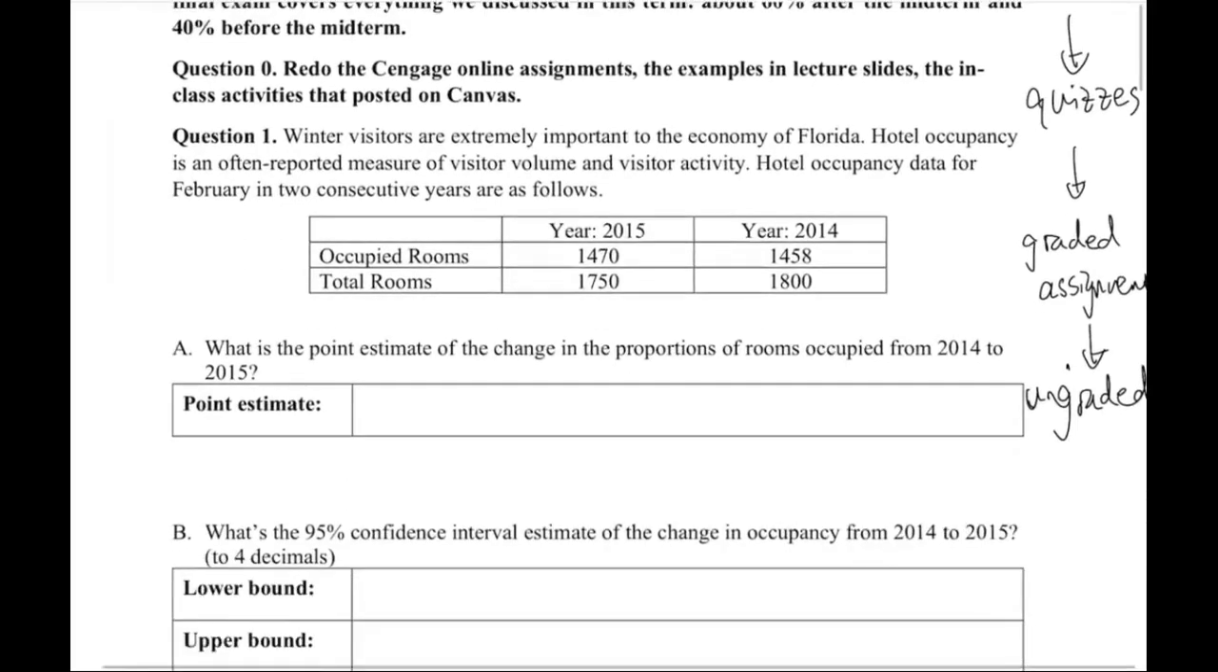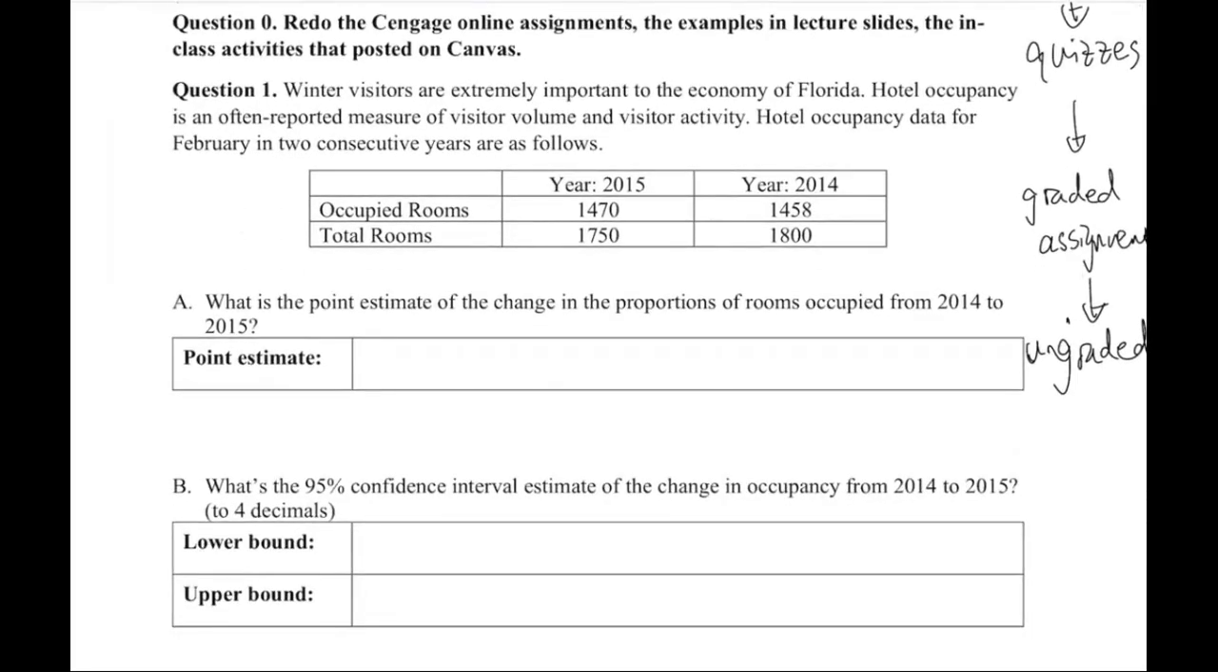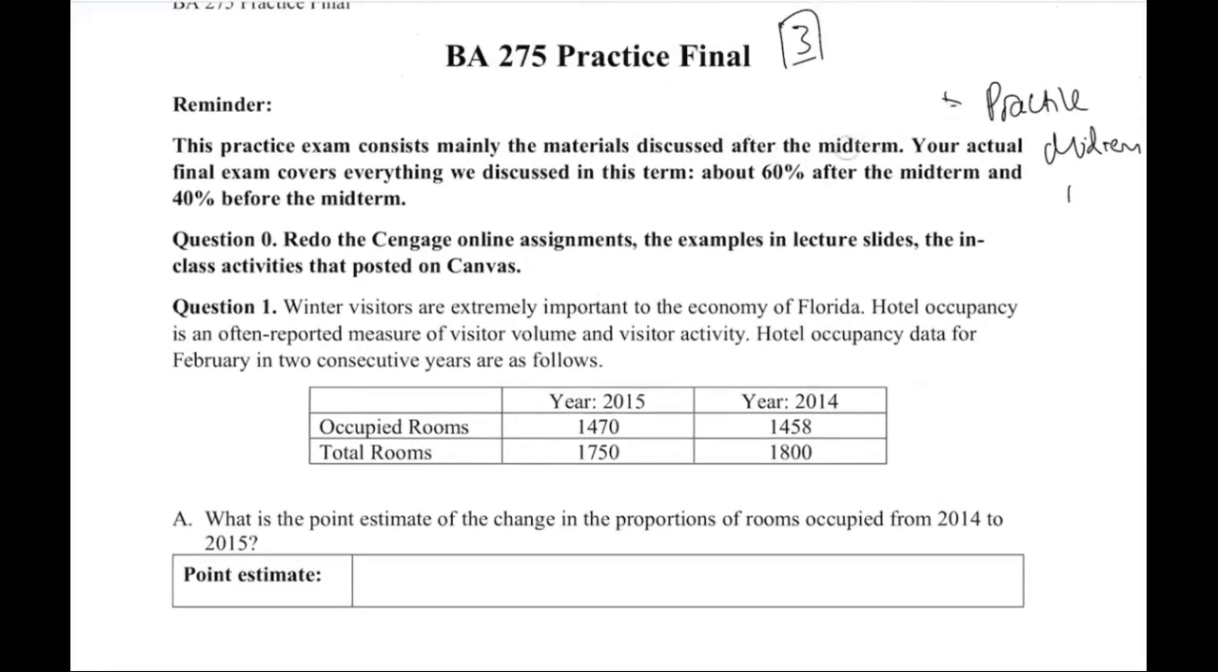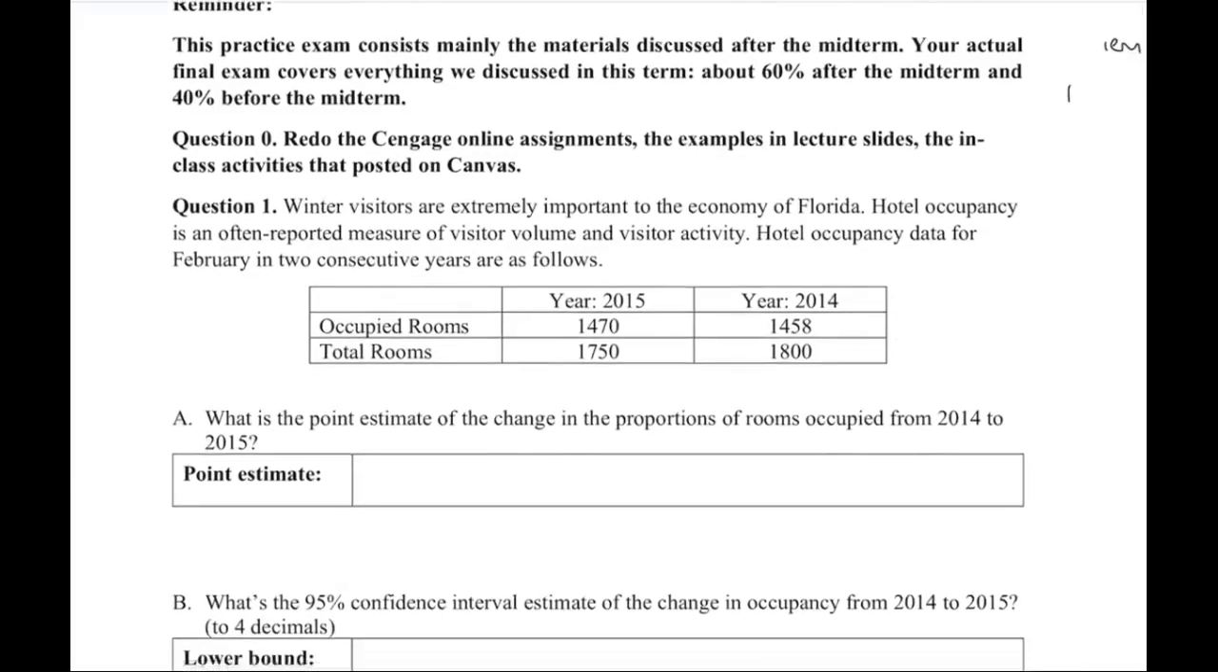I just wanted to double check, are we allowed a note card or something like that? Yes, you are. Make sure you go over Canvas. I think there's a study guide or final information on Canvas. You are allowed one note card, double-sided, 5x8. Okay.